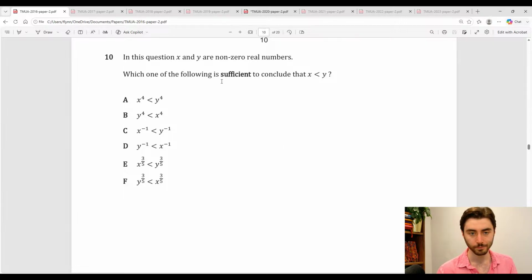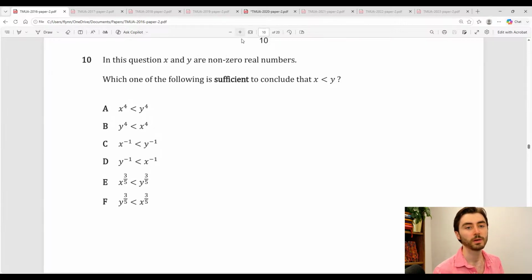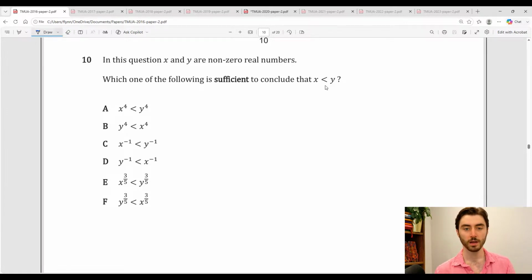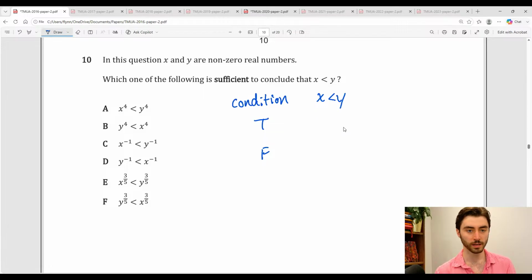But in the meantime, all right, so let's use this idea. This is a nice warm-up question. Which of the following is sufficient to conclude this? So we're going to have a condition, which is going to be true or false. And x is less than y, well, that's either going to be true or false.